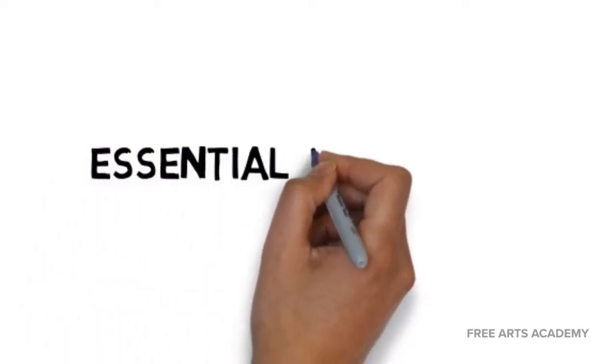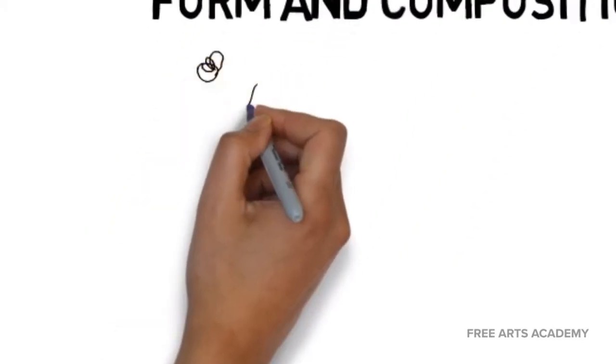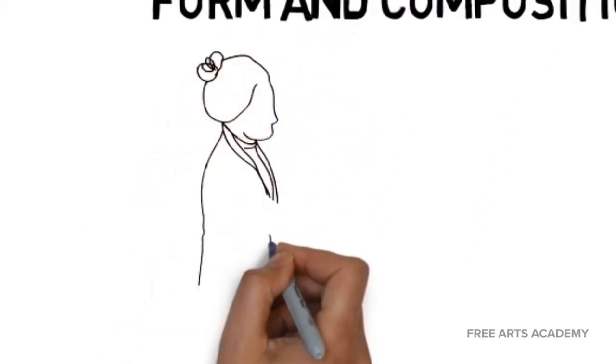Welcome back to the 6th installment of Essential Art Terms. This week we'll discover form and composition. Today we learn about the organization of the elements of art according to the principles of art.